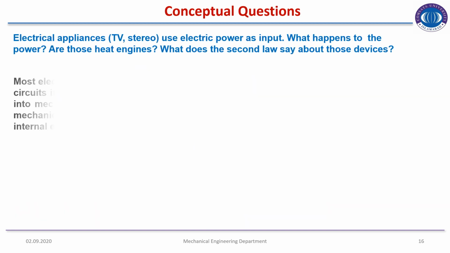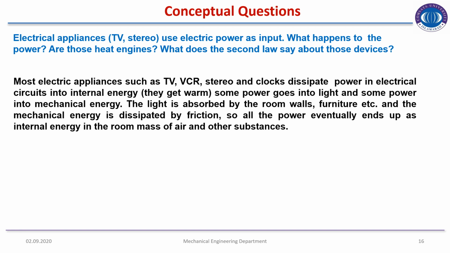Conceptual question. Electrical appliances, TV, stereo use electric power as input. What happens to the power? Are those heat engines? What does the second law say about those devices? The answer is that most electrical appliances such as TV, VCR, stereo and clock dissipate power in electrical circuits into internal energy. They get warm.